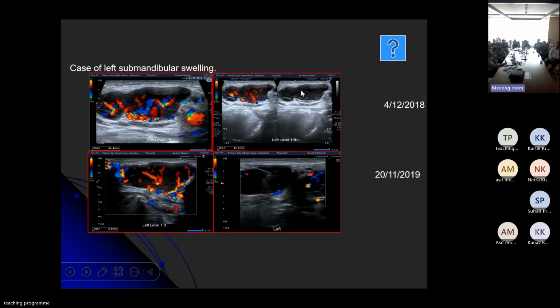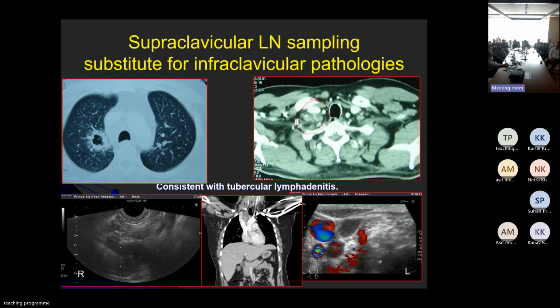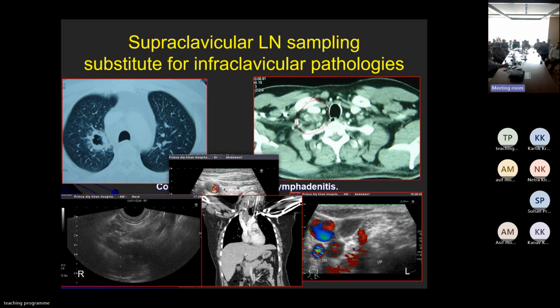A node which was diagnosed earlier, we asked for biopsy. He didn't want biopsy. In about a year's time, he's come back and the node has become larger, and this was a lymphomatous node. So I think this was an additional clue. Supraclavicular nodes, we generally do as a substitute biopsy for the infraclavicular pathology, so we are always on the lookout for this so we can avoid some lung biopsies.